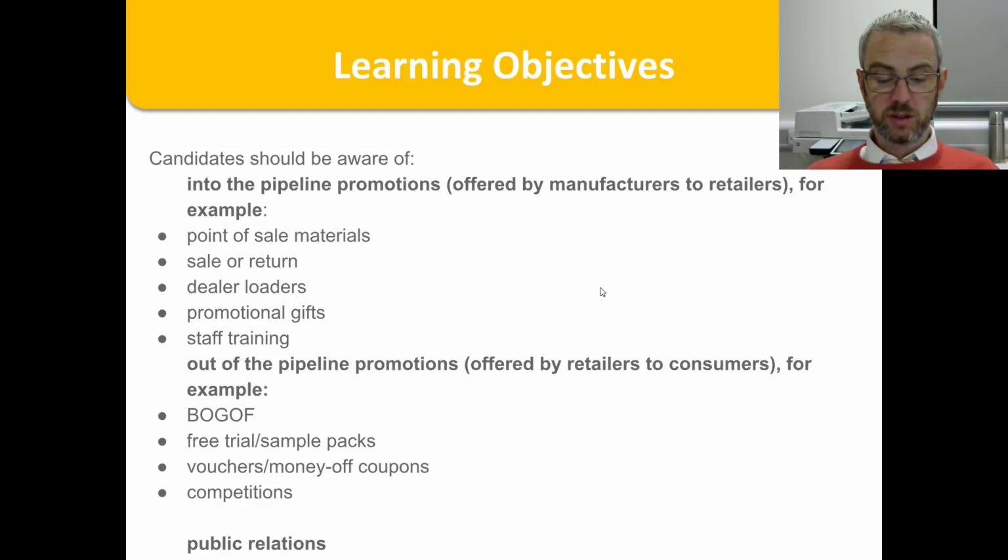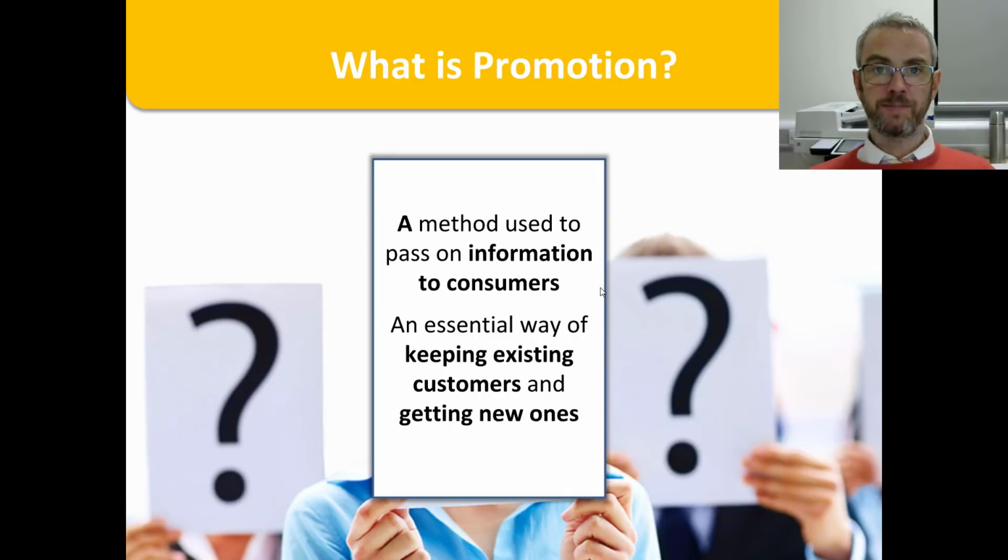There are different ways you can do it: point of sale materials, sale or return, dealer loaders, promotional gifts, staff training. They're all manufacturer to retailer. And then in the second one you've got retailer to consumer, such as buy one get one free, free trial, free sample packs, vouchers, money off coupons, competitions. And then at the bottom there's another thing to be aware of, which is public relations. It's all about how you give your company a good image and what you would do to go about doing that.